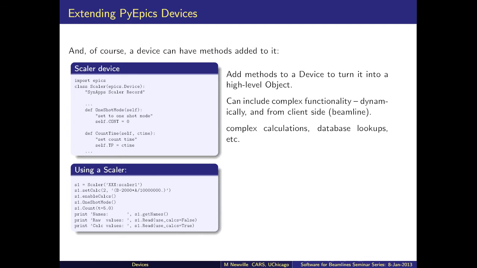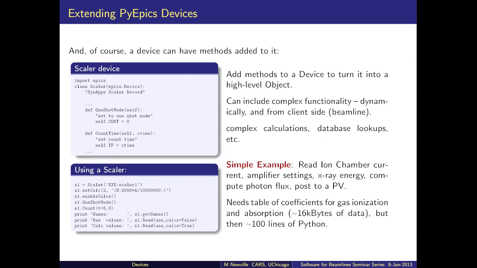A simple example for why you would want to do this is something I've done for reading an ion chamber current and the amplifier settings that go with it, and maybe the X-ray energies, which is someplace else, and then convert that into a photon flux. So then you want a simple device that can do that. And to do that calculation right, you need some table of coefficients. So the way I have it, it's about 16 kilobytes of data. But then it's only 100 lines or so of Python to read a collection of PVs that aren't really associated with each other, except at my beamline, those all go into this calculation that I want for the flux.